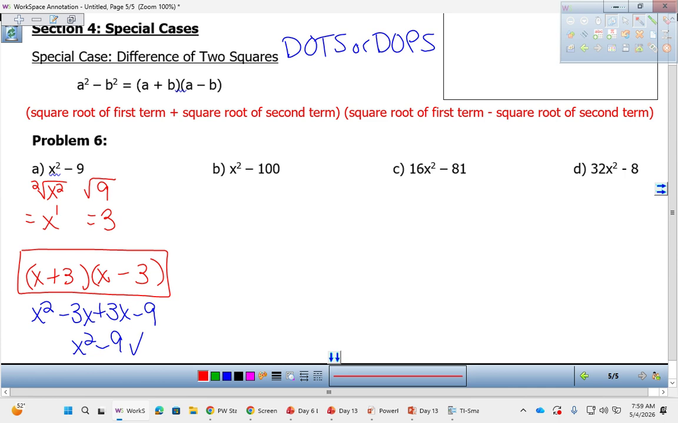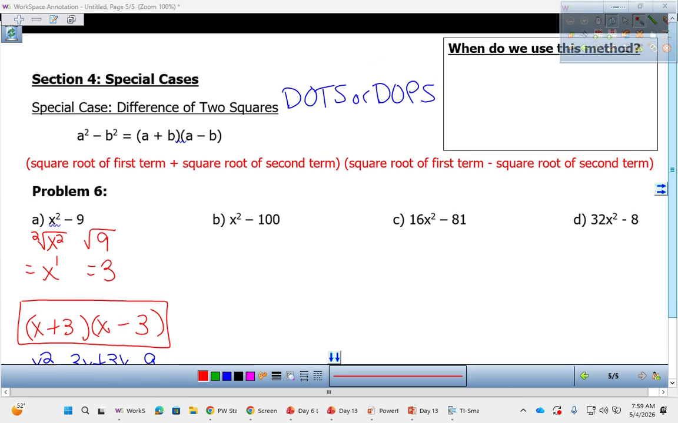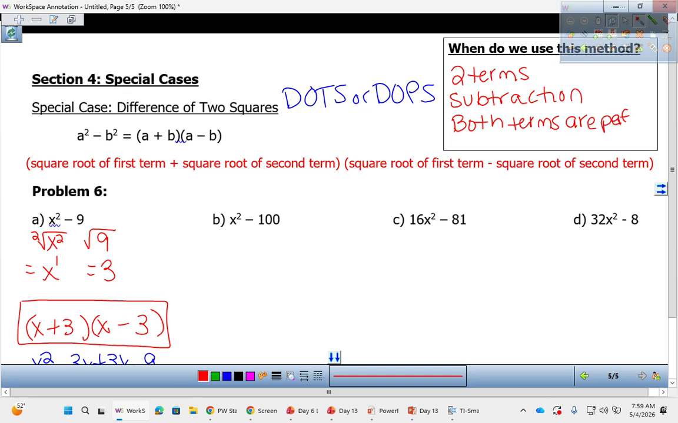We can only do this when there are two terms. It's got to be a binomial. It's a subtraction problem. It can't be addition. And both terms are perfect squares. And we talked about our perfect squares being 1, 4, 9, 16, 25, 36, 49, 64, 81, 100, and so on. All right, so we're paying specific attention to those numbers.